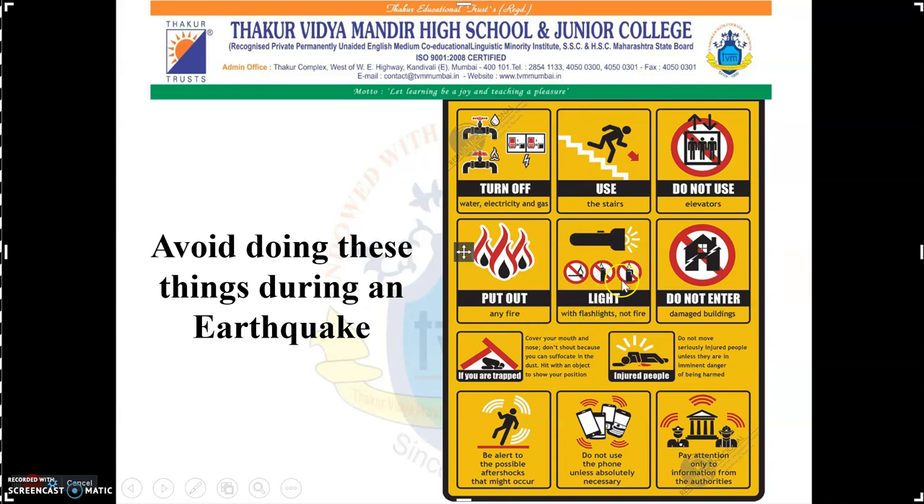Then instead of using instruments in which fire is there, like candles and lighters, use a torch during the time of an earthquake. Do not enter damaged buildings or houses. And also be alert to the possible aftershocks that might occur, because it may happen that after the single big shock, aftershocks might occur. So you should be alert to take precautionary measures as soon as you feel the aftershocks.